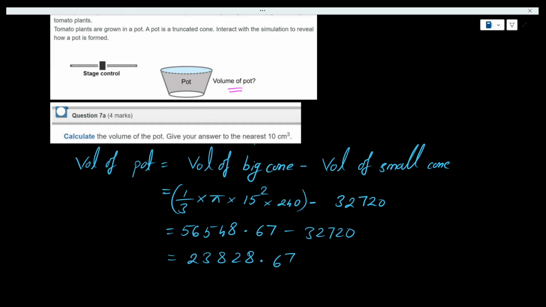Now, what is given here? You need to give your answer to the nearest tens, right? 10. So what is the tens place here? 2. Now, next value is 8. 5 or more, you need to add one more. So this one will become 23,830 cubic centimeter is the volume of the pot.